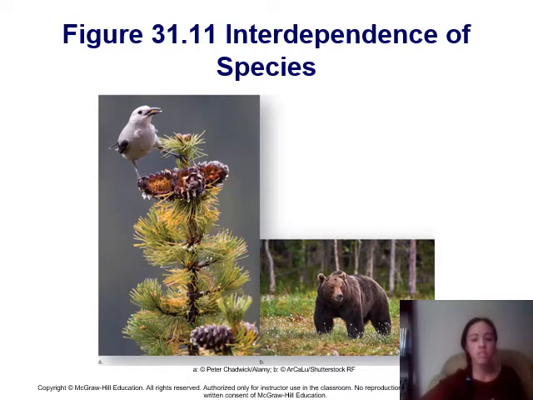The top picture is of a Clark's nutcracker. It's a white bird with some black feathers on its wings. The grizzly bear is pictured on the bottom, and grizzly bears are going to be larger than black bears found around the southern Midwest.